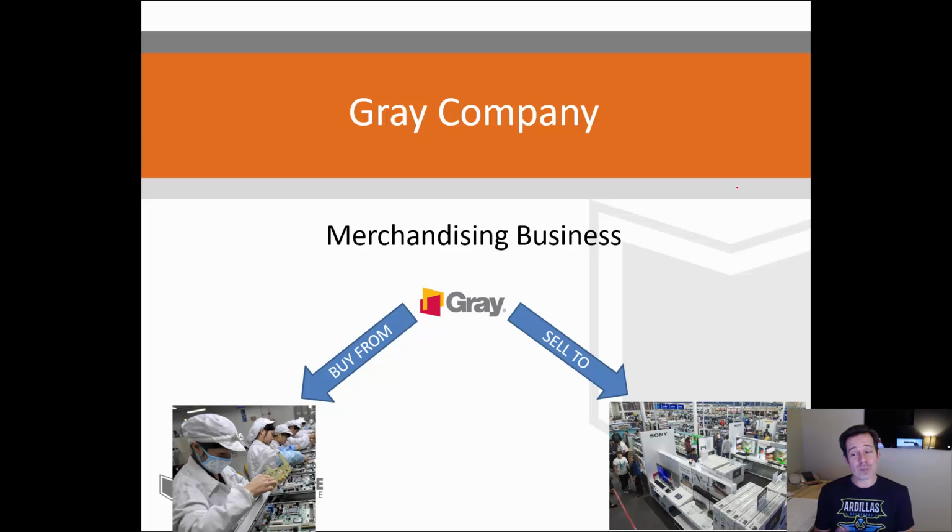Gray Company is also a merchandising business, meaning that they buy inventory from a manufacturer and then they sell it to the end customer. You think of a lot of businesses that do that. Best Buy, Walmart, Target, all of those are merchandising businesses. Gray Company, the exact same idea.